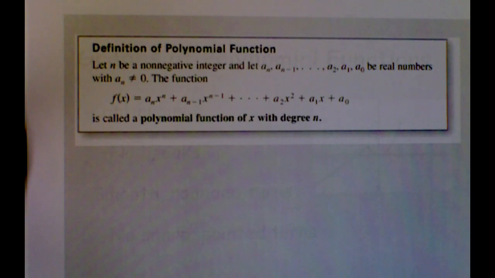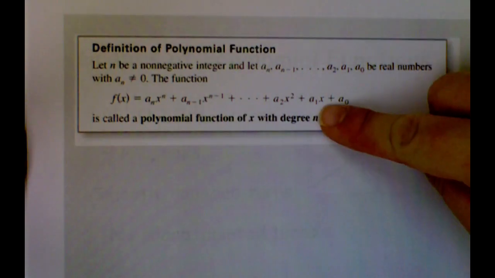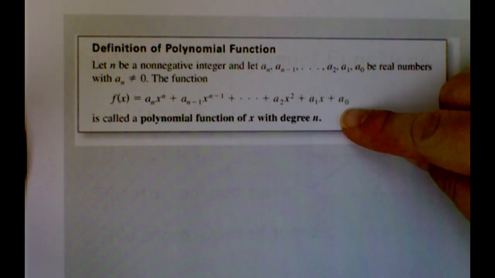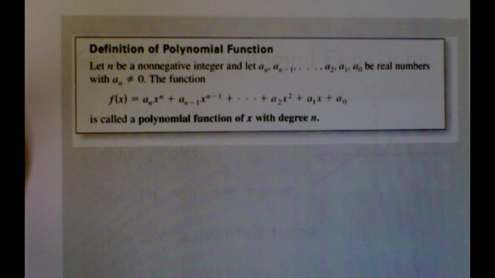The function f of x equals a sub n times x to the n power plus a sub n minus 1 times x to the n minus 1 power, and so on, all the way down to a sub 1 times x plus a sub 0. Just means we have different coefficients and x's to different powers. That is called a polynomial function with a degree of n.